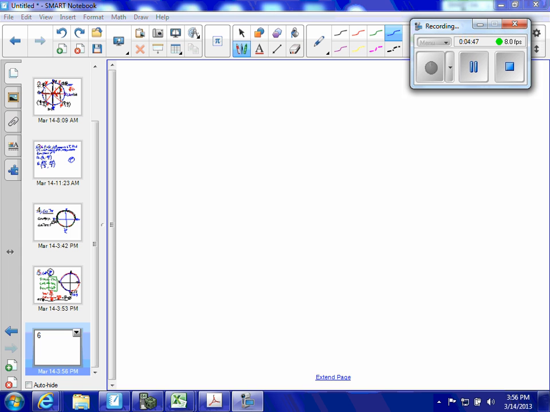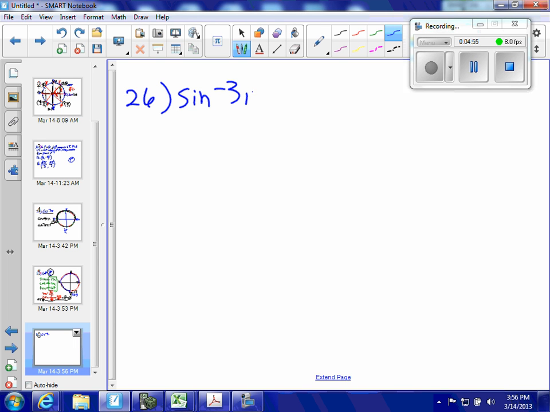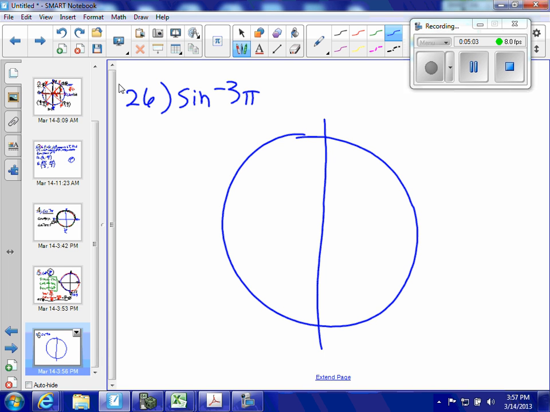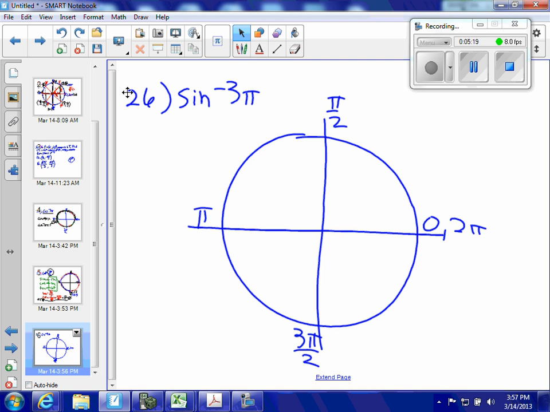Let's take a look at number 26. 26 says, I want sine of -3 pi. Well, okay, how about if I draw a unit circle. Here's my axis, and I know that this is 0 and 2 pi, and this is pi over 2, and this is pi, and this is 3 pi over 2. And I want negative 3 pi. That means my angle has to be going this direction, clockwise.